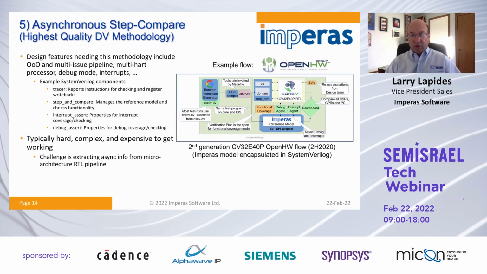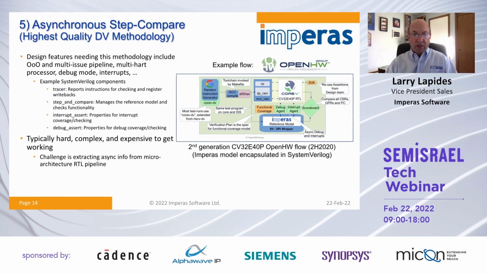The fifth level of DV methodology is asynchronous step and compare. This is the highest quality DV methodology. Design features needing this methodology include out-of-order and multi-issue pipeline, multi-hart processor, debug mode, interrupts, and more. And so to build this sort of methodology, you need some components in your SystemVerilog or in your test bench. You need a tracer, you need step and compare, you need interrupt assertions, debug assertions.